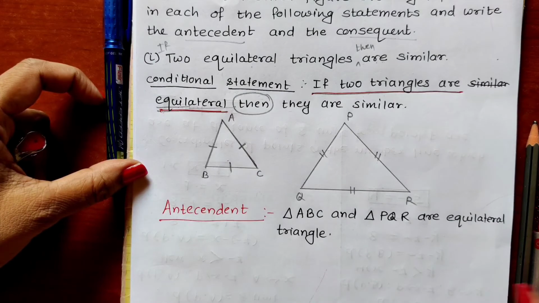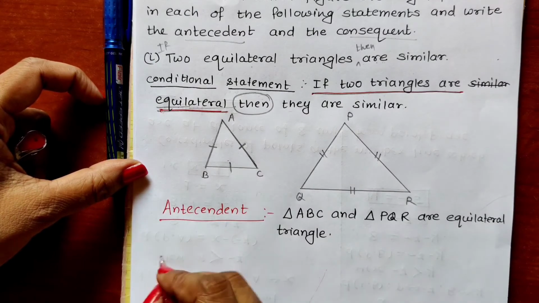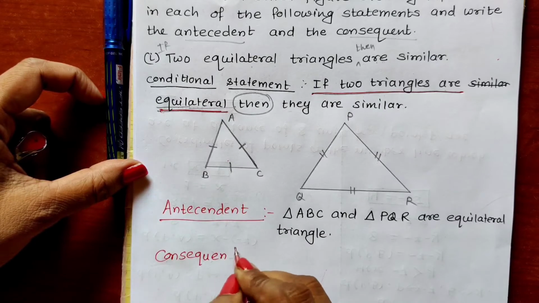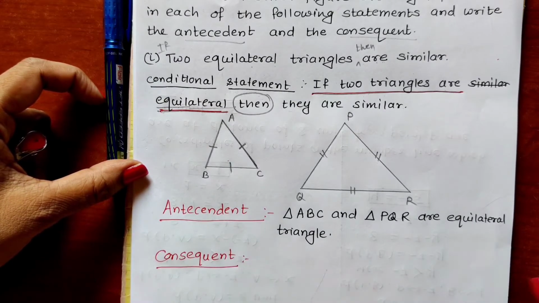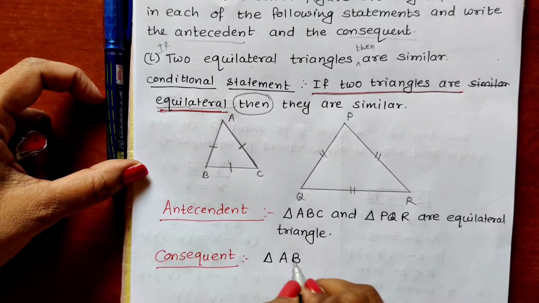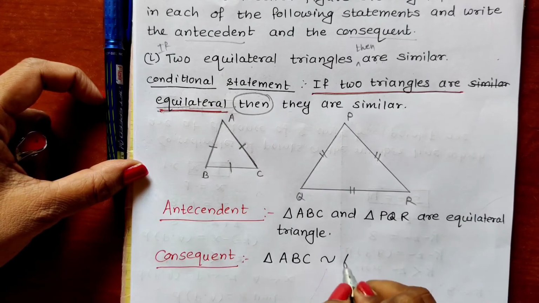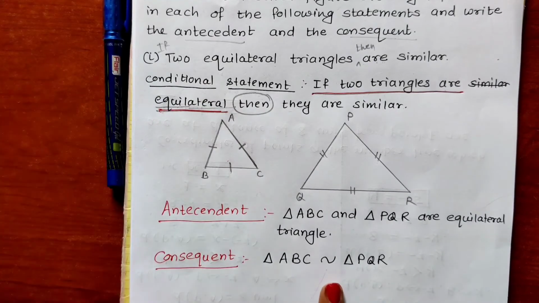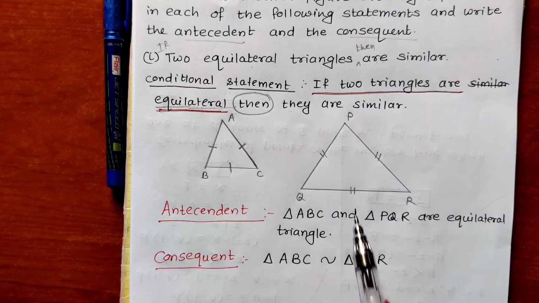And what is to be proved? That is consequent. What we have to prove? We have to prove that these two triangles are similar to each other. So consequent is triangle ABC is similar to triangle PQR. This is the similar sign. We all know this is a symbol for similarity. So in this way we have to write antecedent and consequent.